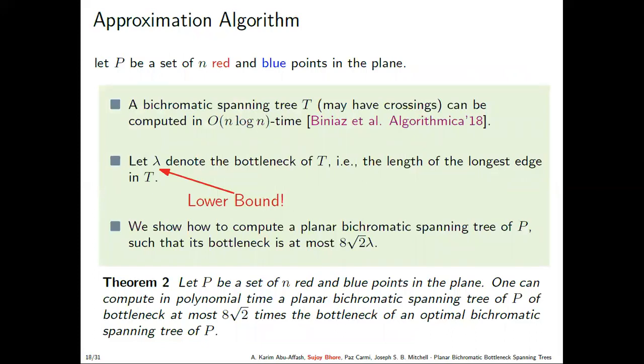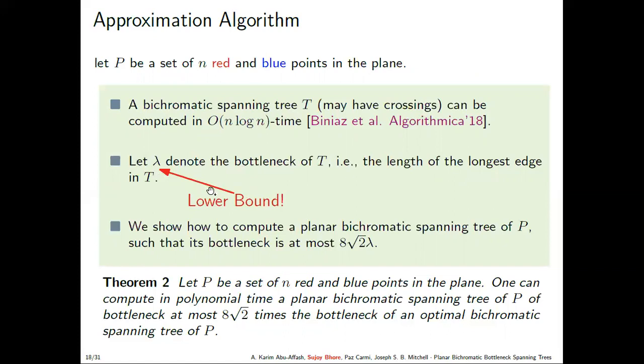Now we move to our main result, which is the constant factor approximation algorithm. So let P be a set of n red and blue points in the plane. A bichromatic spanning tree T that may have crossings can be computed in n log n time, due to a result by Biniaz et al. in Algorithmica 18. Now notice that the bottleneck that will be returned by this algorithm, let's call it lambda, which is the length of the longest edge in that tree, is also a lower bound for any planar solution.